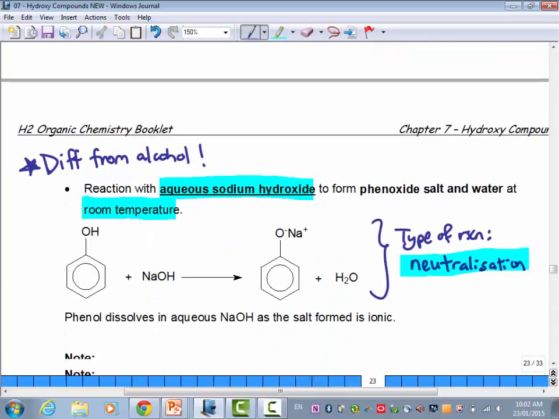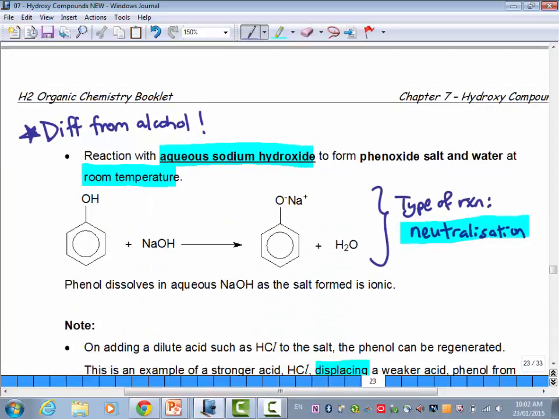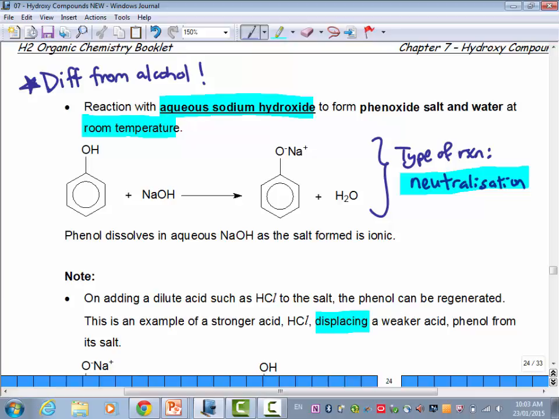This part is what I mentioned yesterday. This is the difference between phenol and alcohol. Phenol is a weak acid, whereas alcohol, you can say it is almost neutral. Therefore, phenol will react with your aqueous sodium hydroxide to form the salt and water, but not your alcohol. The type of reaction in this case is actually your neutralization reaction, which you have seen before in O level, nothing new.